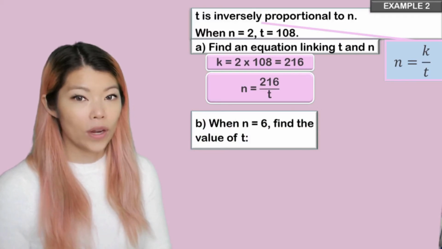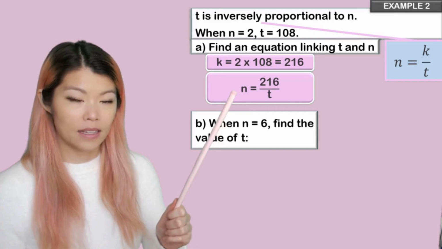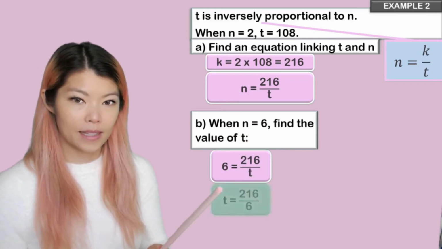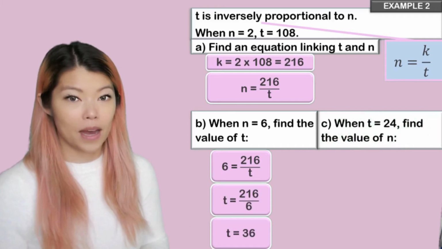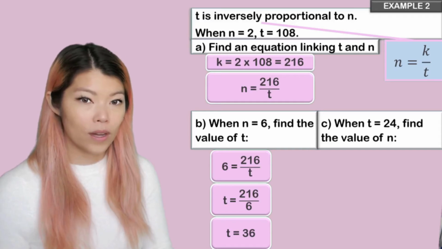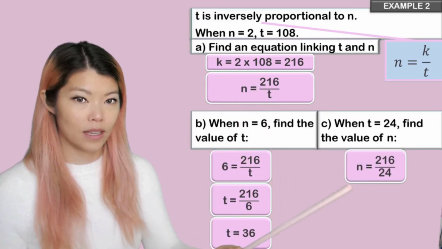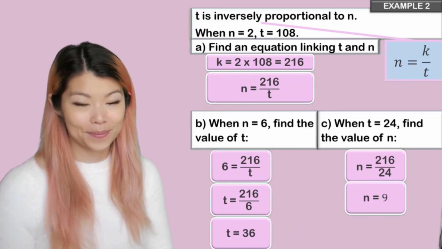Part B, when n is 6, find the value of t. So when n is 6, what is t? So we'll put 6 where n is, and then swap the 6 and t, and we obtain t is equal to 36. Part C, when t is 24, what is n? So where t is, I'm going to put 24. So 216 over 24 gives me n, and n is 9.